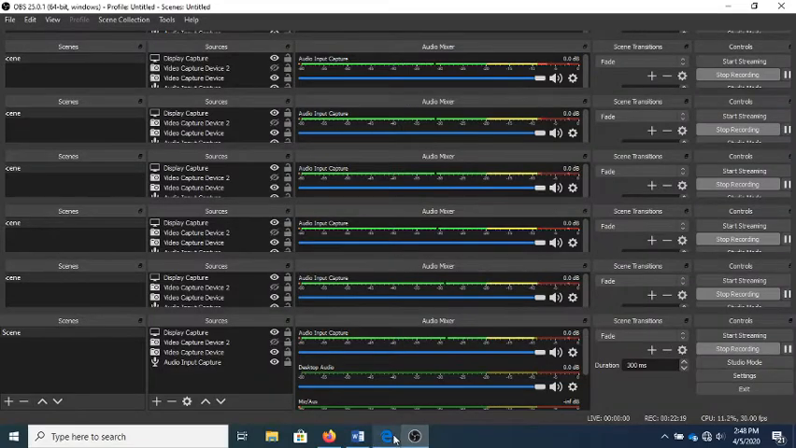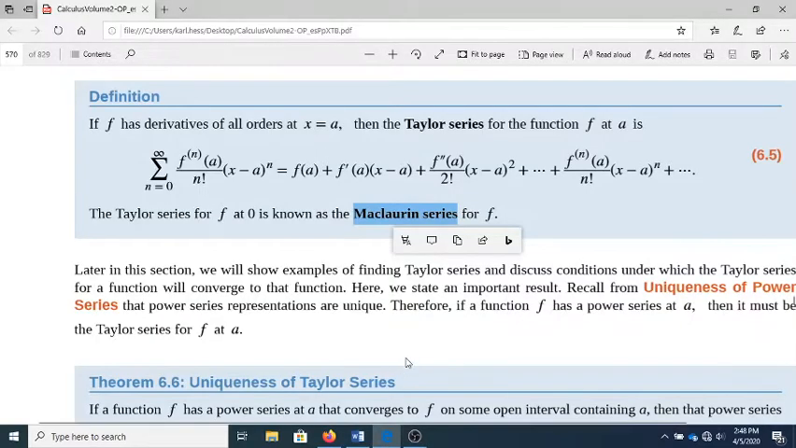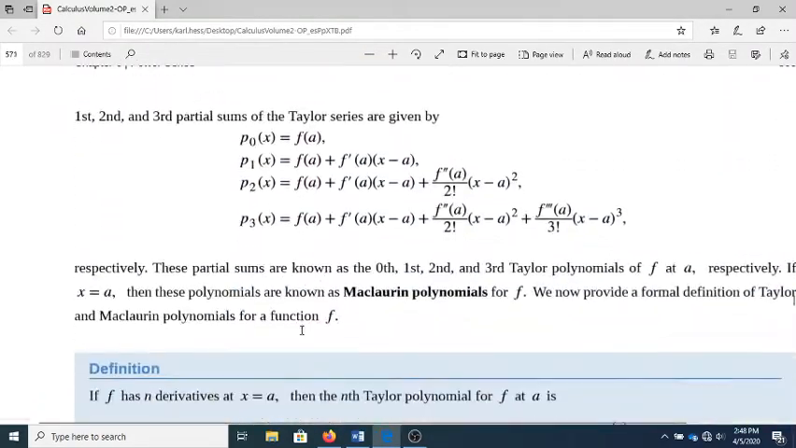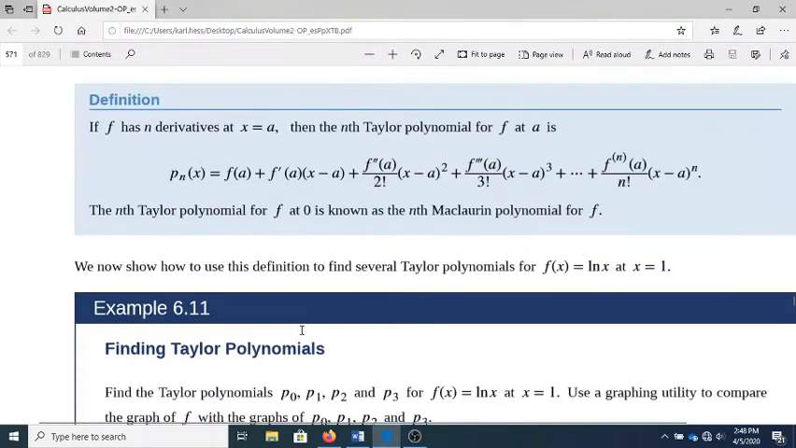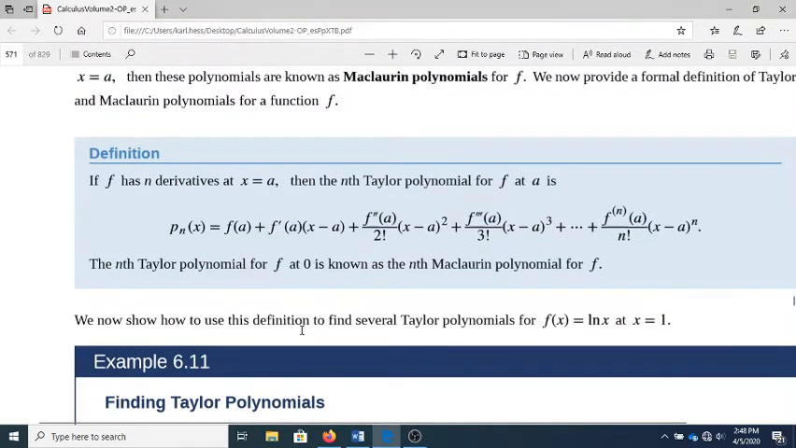So the book gives a definition for this here on page 563. Okay, I've got to scroll down a little bit. We were on 562. Okay, so the nth Taylor polynomial. So remember, a series is an infinite polynomial, but here we're talking about a finite polynomial. The nth Taylor polynomial for f at a is basically just the same thing as the Taylor series, except we're going to stop after just n terms. So this will be a finite polynomial.